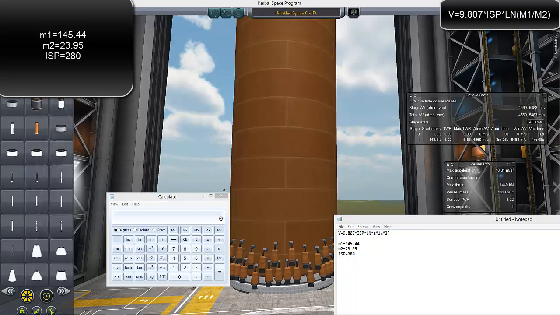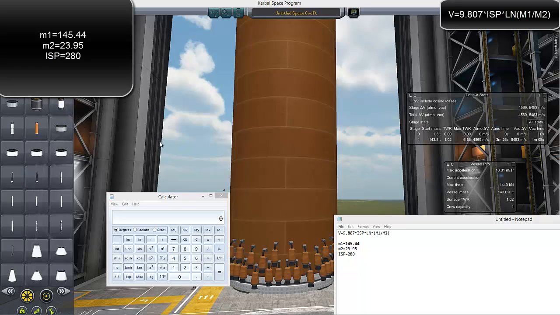Now you need to know the exhaust velocity of your engines. To figure that out, you use the standard gravity, which is 9.807 or 9.81, and multiply that by the ISP, which is the specific impulse.